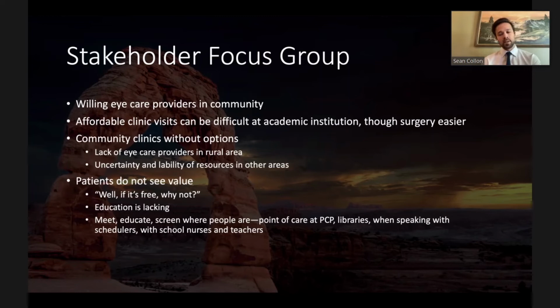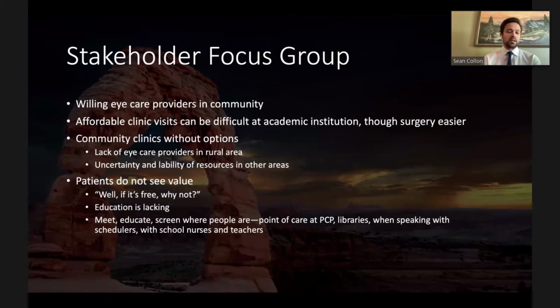And then finally, something that kept coming up is that patients don't really see the value in eye care screening. One practitioner from a community clinic said that with regards to their teleophthalmology program, the patient's response was, well, if it's free, why not? No patient ever said, I really need to have my eyes checked.